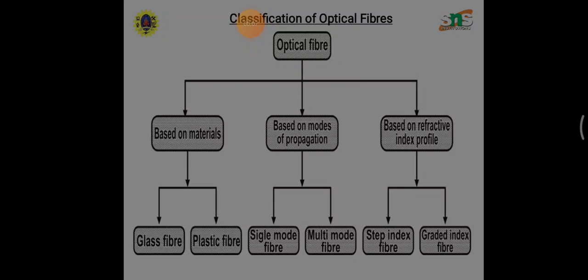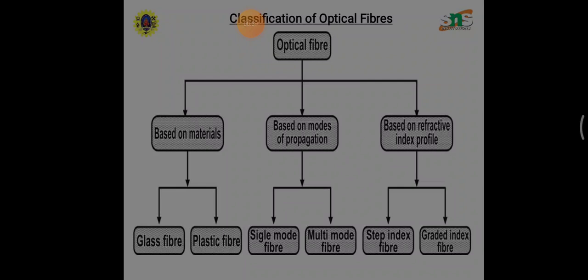Now we discuss classification of optical fiber. Optical fibers are classified into three major categories based on the material, number of modes, and refractive index profile. In materials, we have glass fiber and plastic fiber. Based on the modes of propagation, single mode fiber and multi-mode fiber. And based on the refractive index profile, we have step index fiber and graded index fiber.